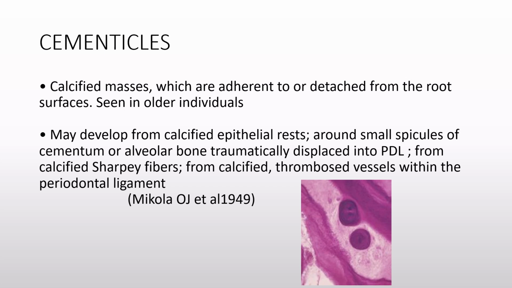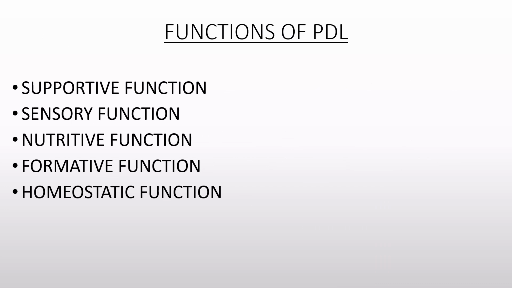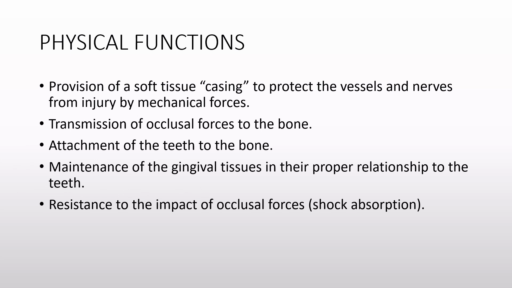These are considered to develop from calcified epithelial cells and around small spicules of cementum or alveolar bone that are traumatically displaced into the periodontal ligament, or maybe from calcified Sharpey's fibers or from calcified thrombosed vessels within the periodontal ligament. Coming to the functions of the periodontal ligament, according to the 14th edition of Carranza, there are various functions which include the supportive, sensory, nutritive, formative, and homeostatic functions.